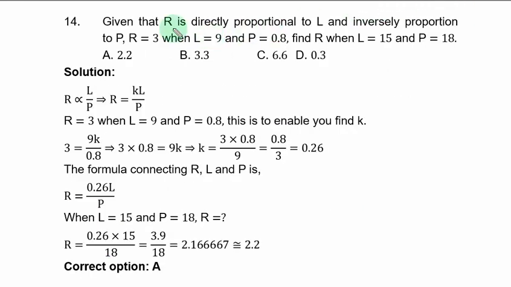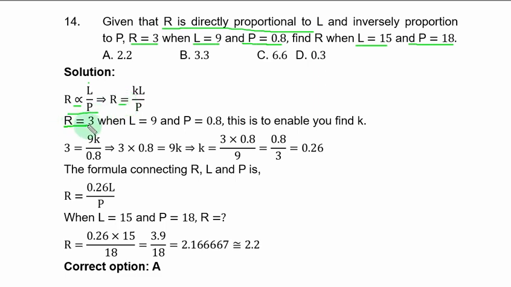Question 14. Given that R is directly proportional to L and inversely proportional to P, you have R equal to 3 when L is equal to 9 and P is 0.8. Find R when L is 15 and P is equal to 18. Solution. R is directly proportional to L, that is the numerator, and inversely to P, over P. Now, in proportion or variation, we always do away with the symbol of variation. You do that by introducing an equality sign and also the constant of variation to multiply the right hand side.